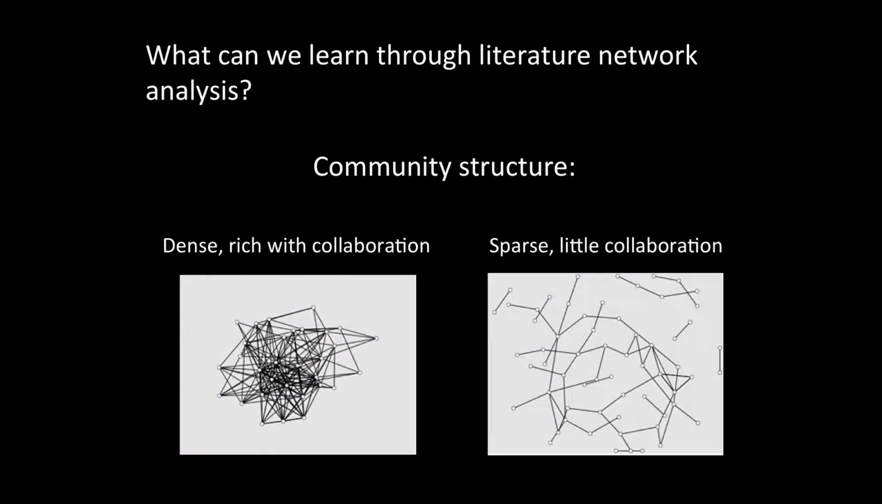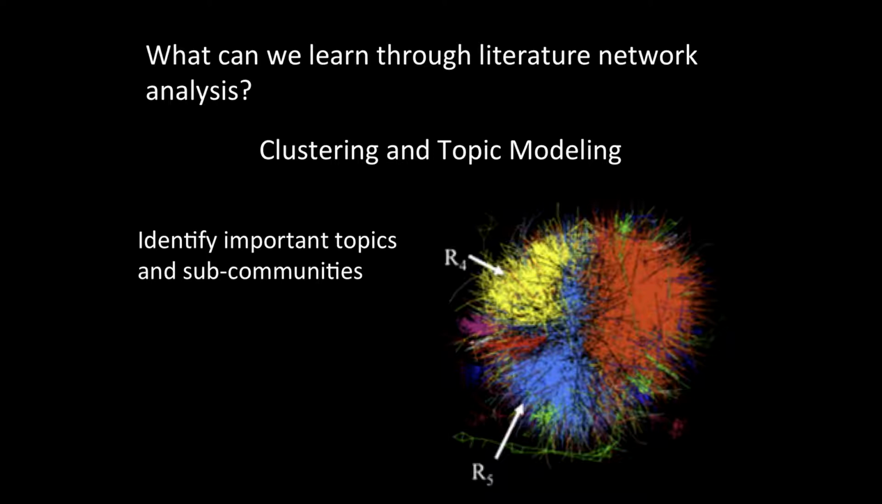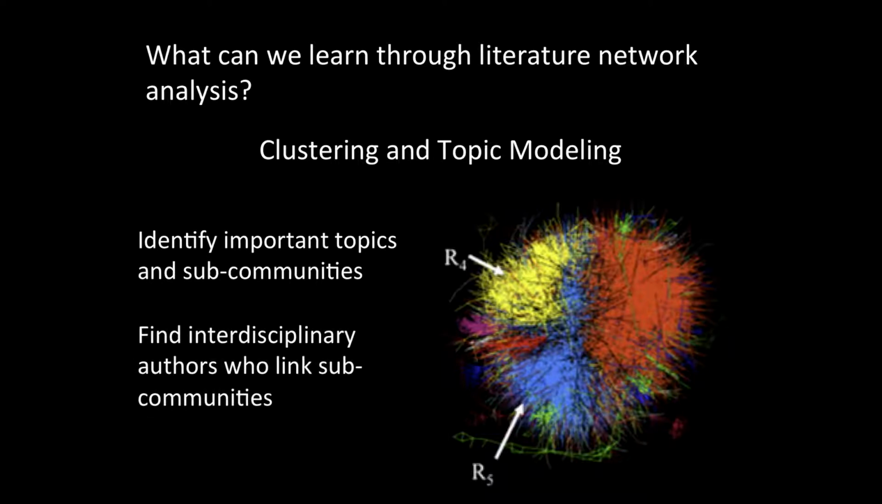Once we form a literature network, what can we learn from it? Literature networks help us understand community structure, including collaboration patterns. We can identify authors or articles that are central to the network using quantitative metrics. Clustering analysis helps us to identify important subcommunities and research topics, as well as authors who bridge the gap between communities. The different colors here identify subcommunities.